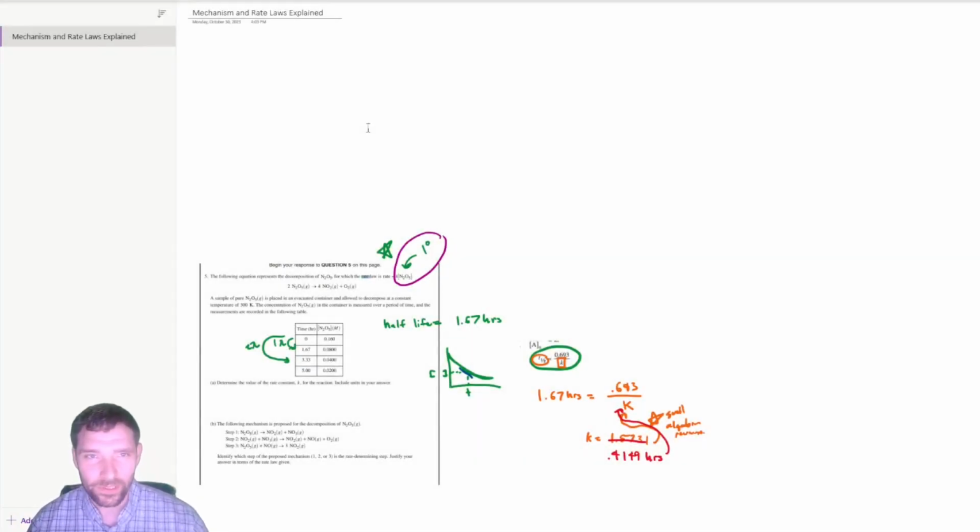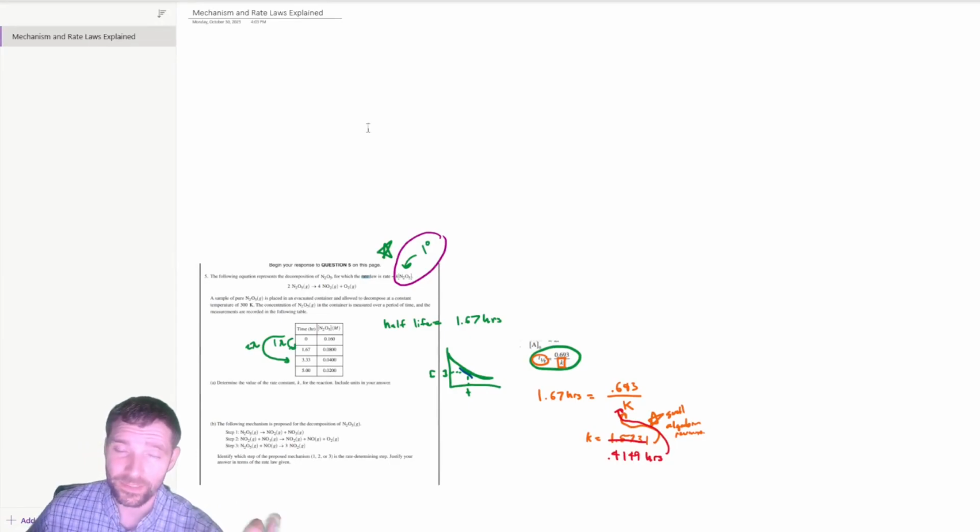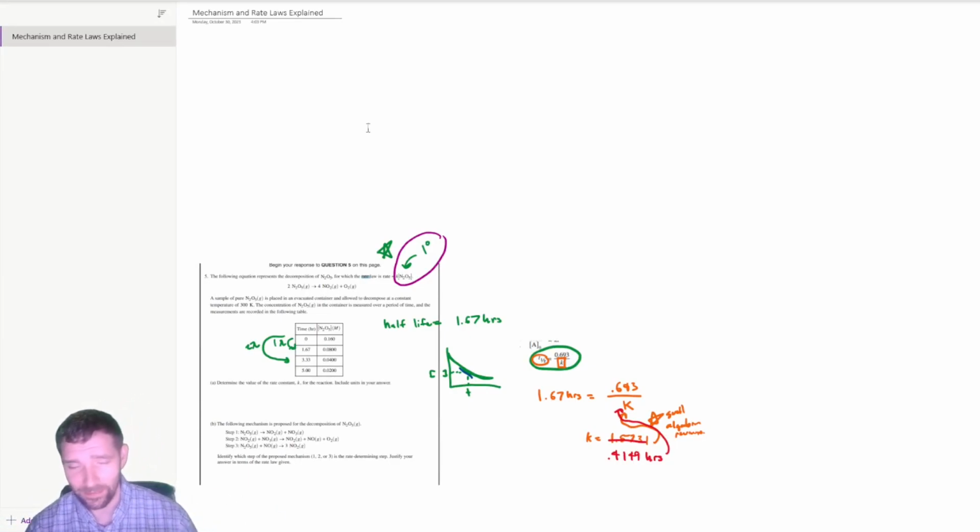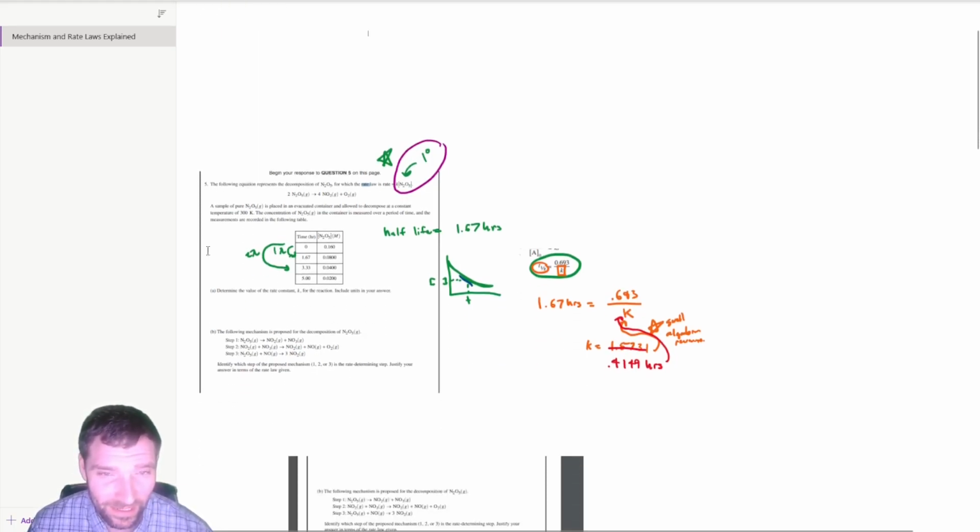Hi, my name is Andrew McLaren, and I want to help you with mechanisms and rate laws, which can oftentimes be a bit tricky for students. And if you're in AP chemistry, they don't really explain this. They spend a little bit of time and they're like, good luck. And most people really struggle on the actual exam.